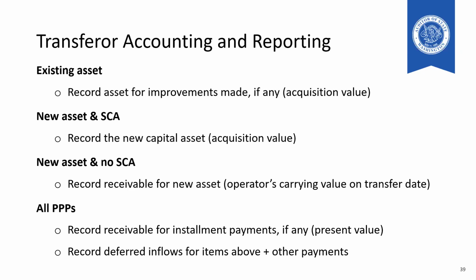And then for all PPPs, regardless of what type they are, the transferor will record a receivable for installment payments if there are any, and those just get measured at present value. Finally, the transferor will record a deferred inflow for all of those items we just talked about, plus any payments received from the operator at or before the start of the PPP term.